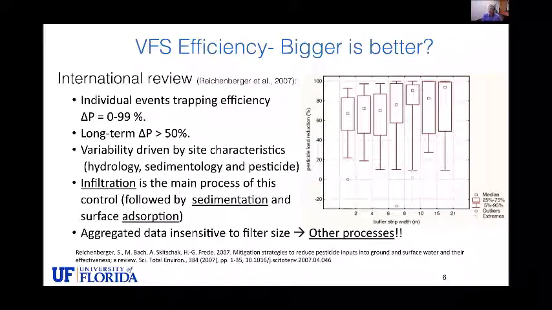And you can see that across all sizes, when aggregating over a large database of field studies, we can find pretty much any reduction regardless of the size. So size alone is not a good predictor. So what else is going on there?